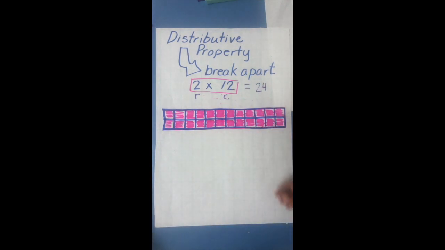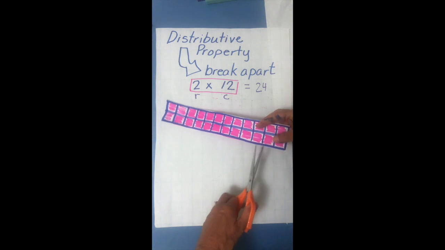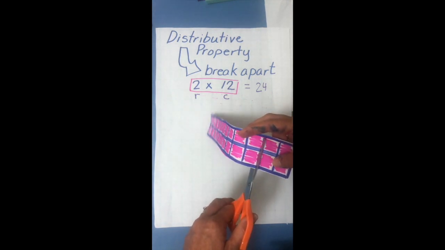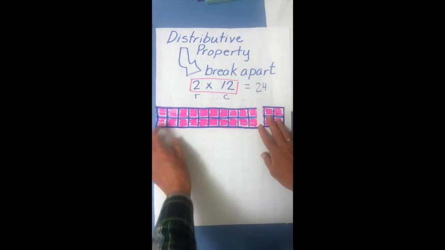But what the distributive property says is maybe you don't like to do your 12s. Maybe you like to do 10s and 2s. So the distributive property says, why don't you just break that apart? So I just broke this apart. Do you see that?